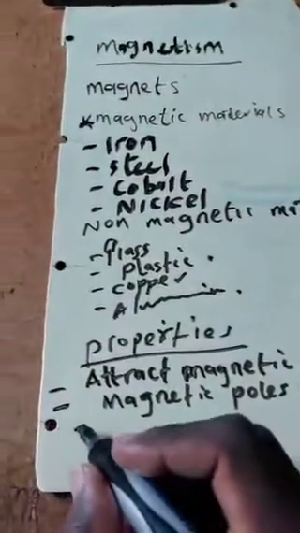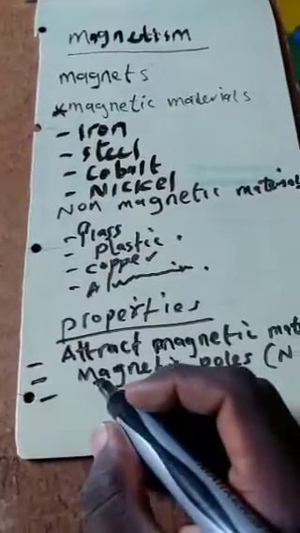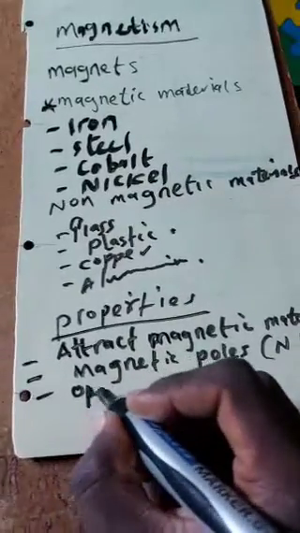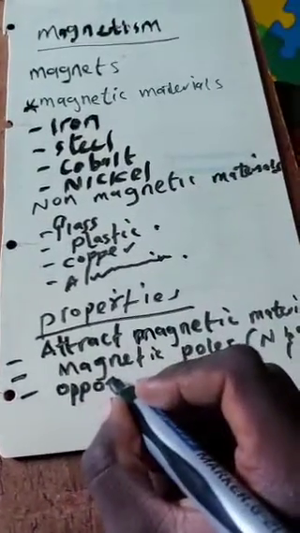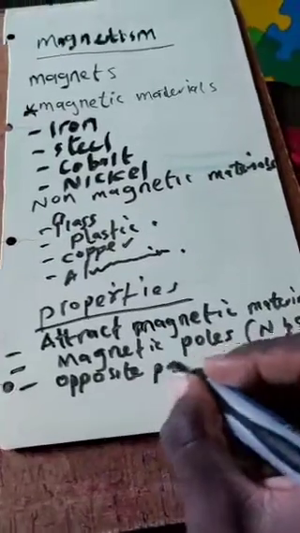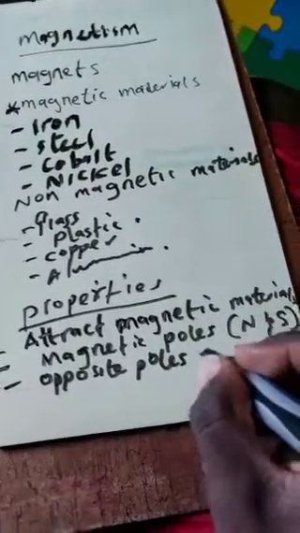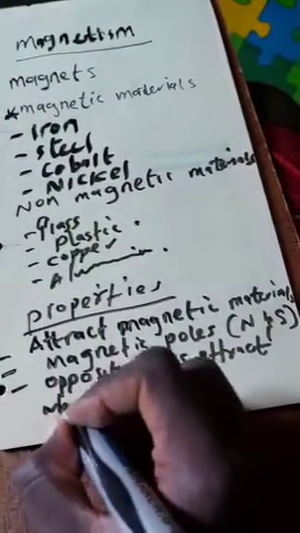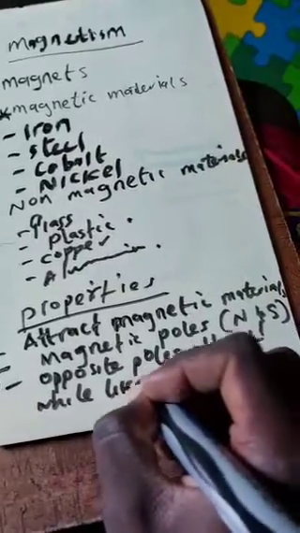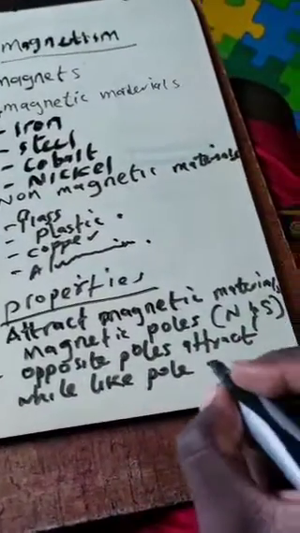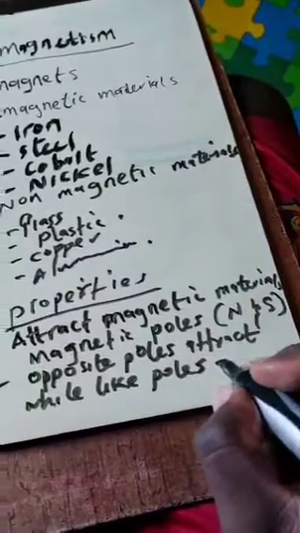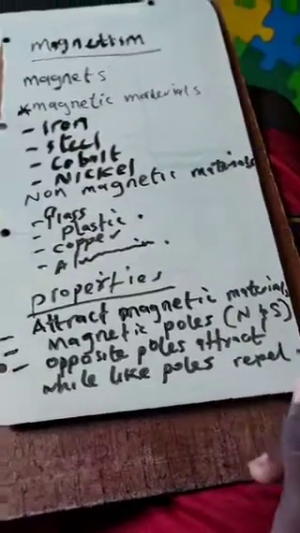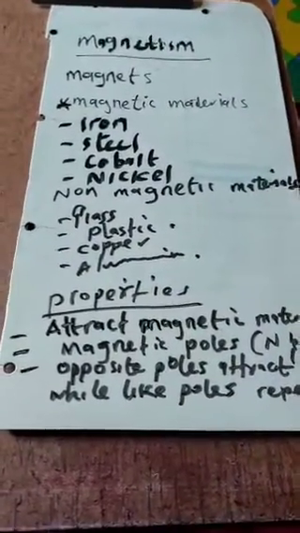The third property is the law of magnets. The law of magnets states that opposite poles attract each other while like poles repel each other. Poles that are similar are going to repel. Poles that are different are going to attract.